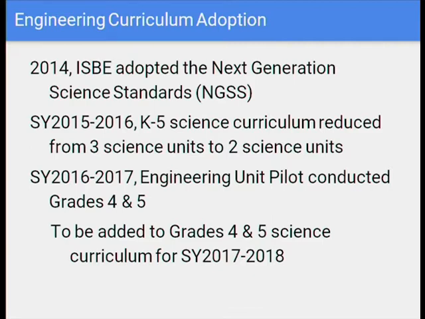In school year 15-16, the K-5 science curriculum was reduced from 3 science units to 2 science units to help prepare for the NGSS. So we evaluated our current scope and sequence in alignment with NGSS, with the goal of replacing units with NGSS aligned units. This year, we conducted an engineering unit pilot at grades 4 and 5, really to help identify, now that we have this gap, a unit that we could put back into the science curriculum for 4th and 5th grade.